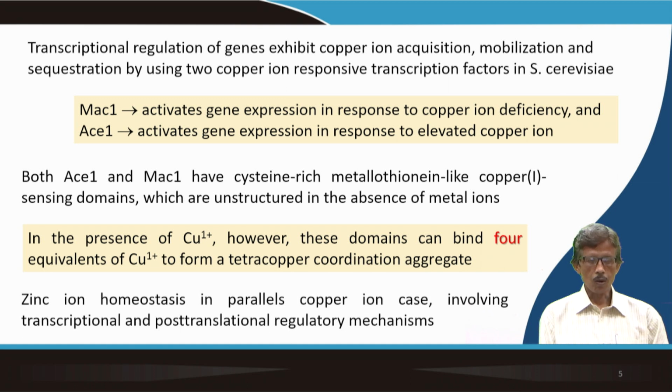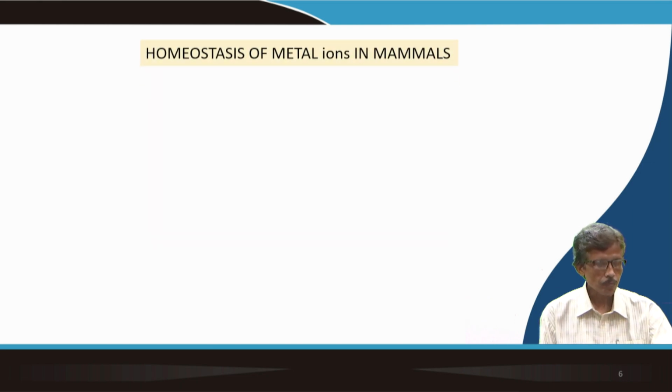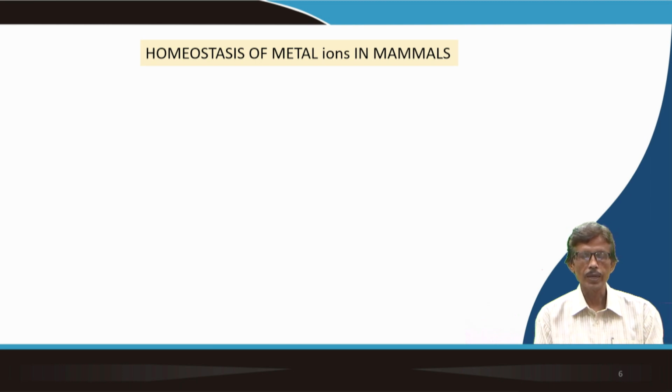And also for zinc ion homeostasis, parallel to the copper ion case, which is also responsible for its transcriptional and post-translational regulatory mechanisms. These mechanisms are similar to those for other metal ions when zinc is present. So, now we will go for the corresponding one for metal ions in mammals.